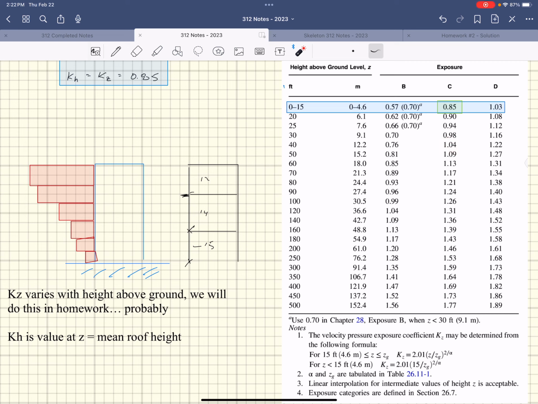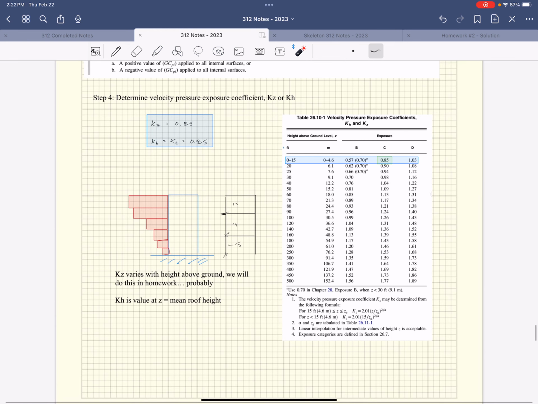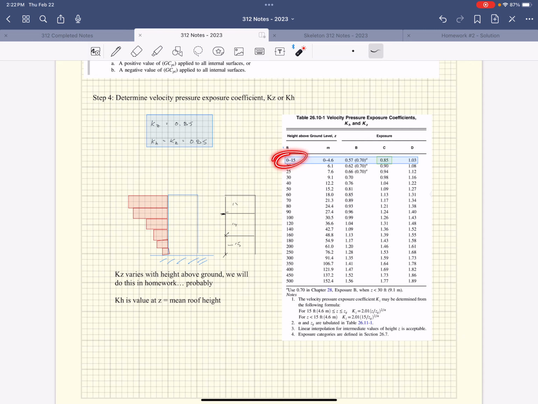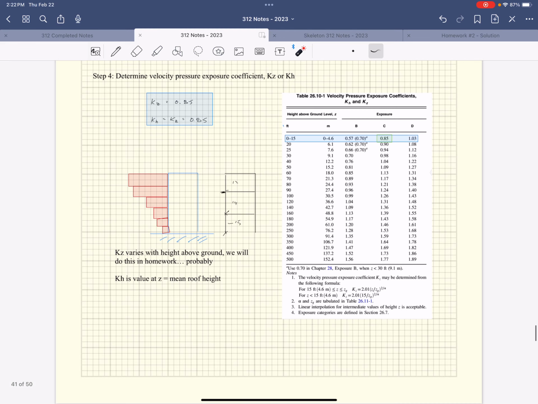Like I said, I calculated it directly from this equation. I calculated at the top and then used that value for the floor below. I calculated here and then used that for the floor below. I calculated here and used it for the floor below. That's what I did in the homework. But back to this example right here, there's only 0 to 15 feet. In that case, Kz is equal to 0.85 and Kh is equal to 0.85.